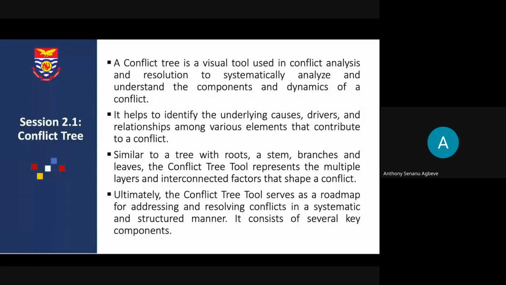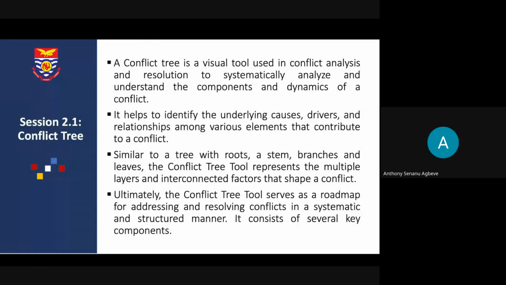So when we say conflict tree, just as the name sounds, a tree. You picture or imagine how a tree looks, right? A tree has various components or various parts. So you have the stem, you have the leaves or the branches, and then you have the roots. So a tree has three major components or three major parts that come together to make it what it is, right?